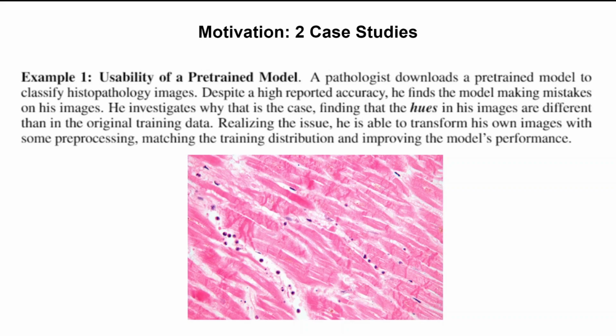For example, imagine that the pathologist finds that the hues in these images are different than in the original training data. This can happen because pathology images have different dyes or different stains. After he realizes that this is the issue, he simply pre-processes his own images, matching the training distribution and thus recovering the model's performance on his or her own images.